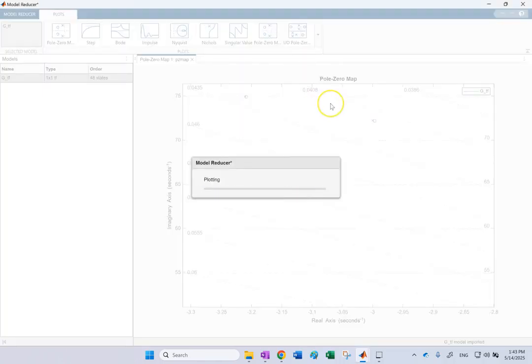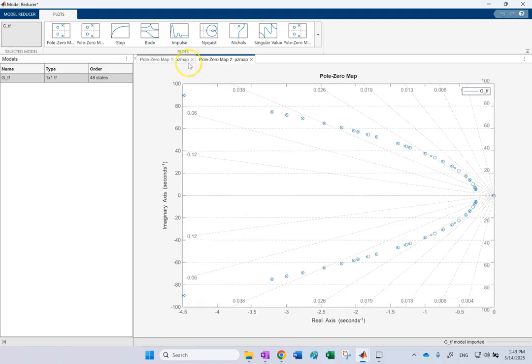Let me do it one more time. Seems like I zoomed in too much. Here we go. So there are a bunch of poles and zeros that are very close, and I might be able to simplify some of them.